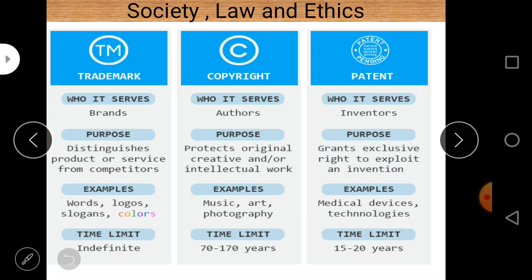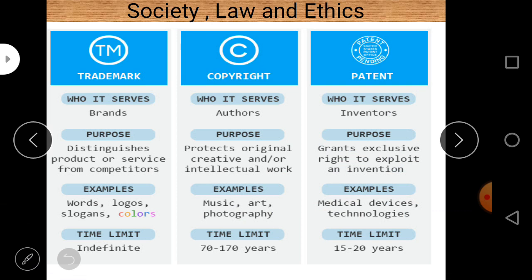And what is the purpose of trademark? Basically, the purpose of the trademark is to distinguish a product or service from competitors. And copyright protects original creative and intellectual work. And the patent purpose is to grant exclusive right to exploit an invention. Examples of trademark are words, logos, slogans, colors. Examples of copyright are music, arts, photography, and examples of patent are medical devices, technologies.